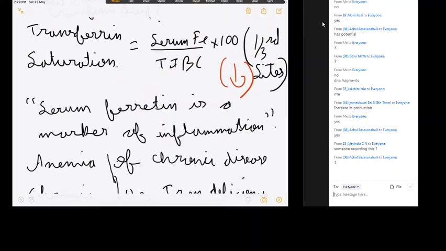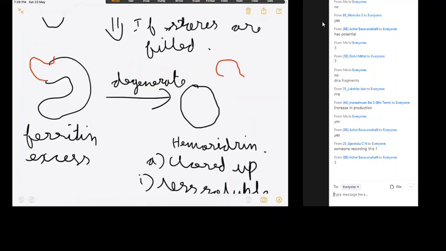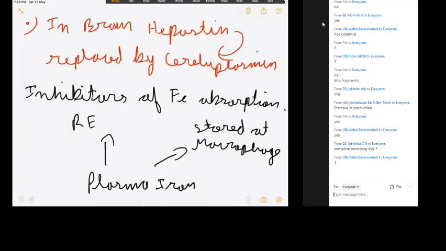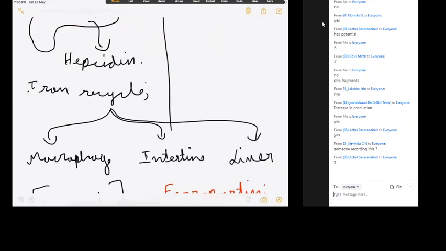Now one thing you should know is serum ferritin is also a marker of inflammation. So only by these values you can't diagnose anything. You should be very careful with that. Okay. And do I have to repeat this? Did everyone get absorption? Because absorption is really important. If you want me to repeat, I'll repeat. Okay, we'll come to the other part.